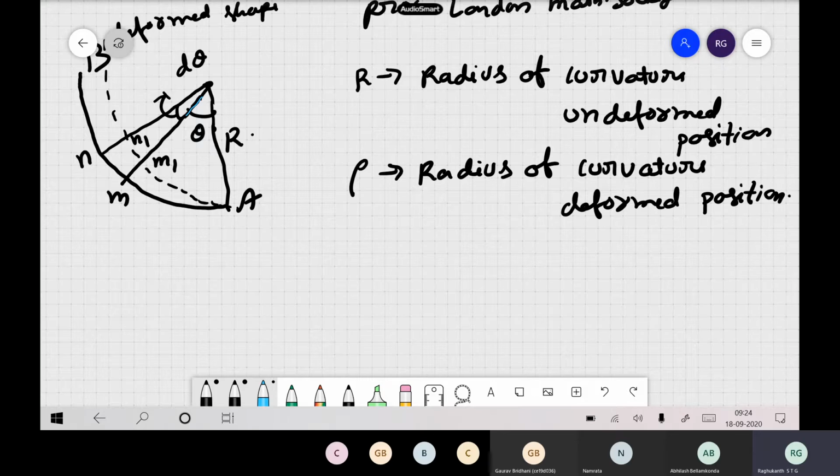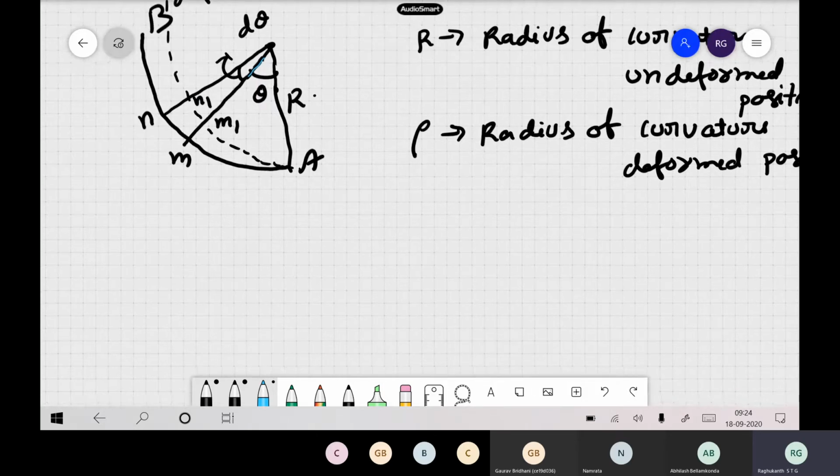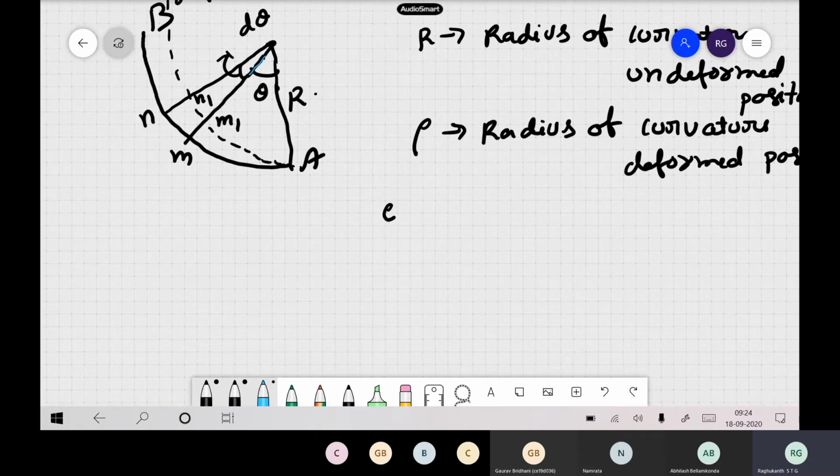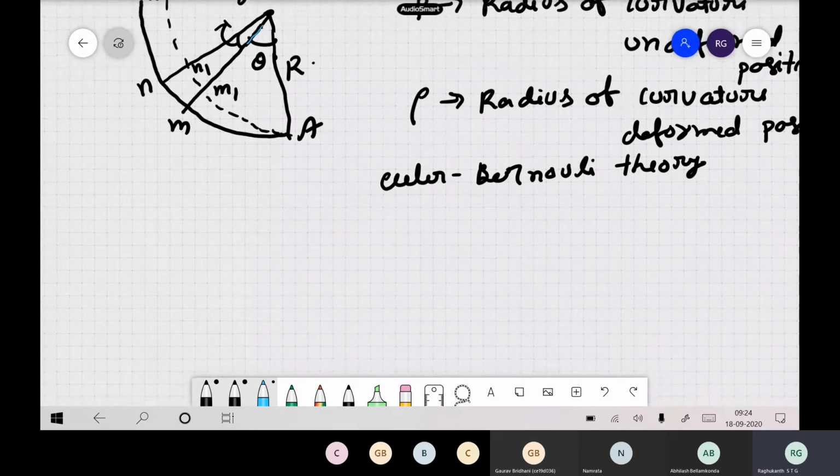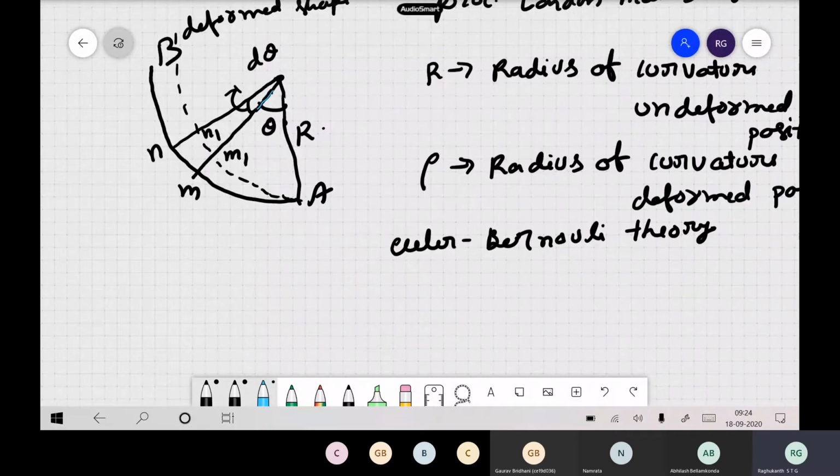What Bosnick shows is based on the Euler-Bernoulli theory itself. Euler-Bernoulli, what does it tell us? In Euler-Bernoulli theory, what is the relationship between the bending moment and the radius of curvature? What's the relationship in beam theory?